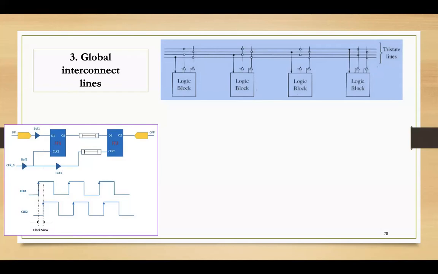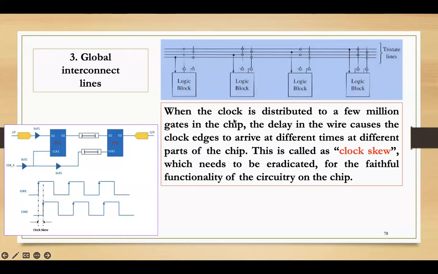You should understand that between signals passing through logical elements, there can be delays. These logical elements take up the clock, and it's slightly delayed. Instead of happening at this instant, it's slightly moved forward, and that particular difference between clock 1 and clock 2 is called skew. When the clock is distributed to a few million gates in the chip, the delay in the wire causes the clock edges to arrive at different times.